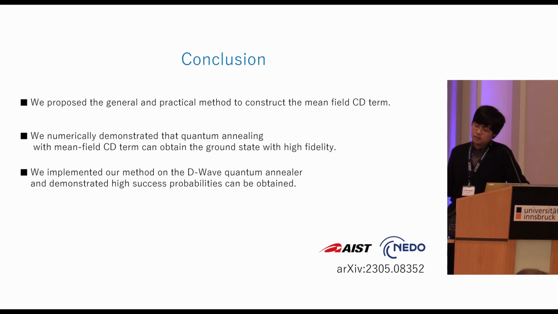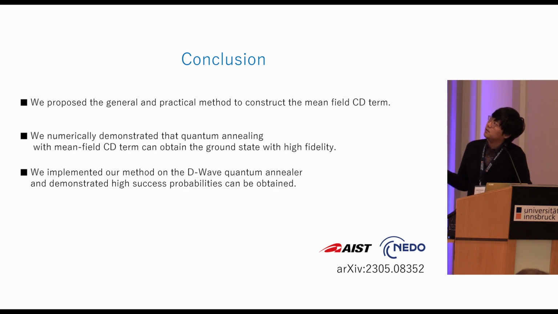This is summary of this talk. We propose a general and practical method to construct the mean-field counter-diabatic term, and we numerically demonstrate the quantum annealing with mean-field counter-diabatic term can obtain the ground state with high fidelity. And we implemented our method on the DA quantum annealer and demonstrated how high success probability can be obtained.